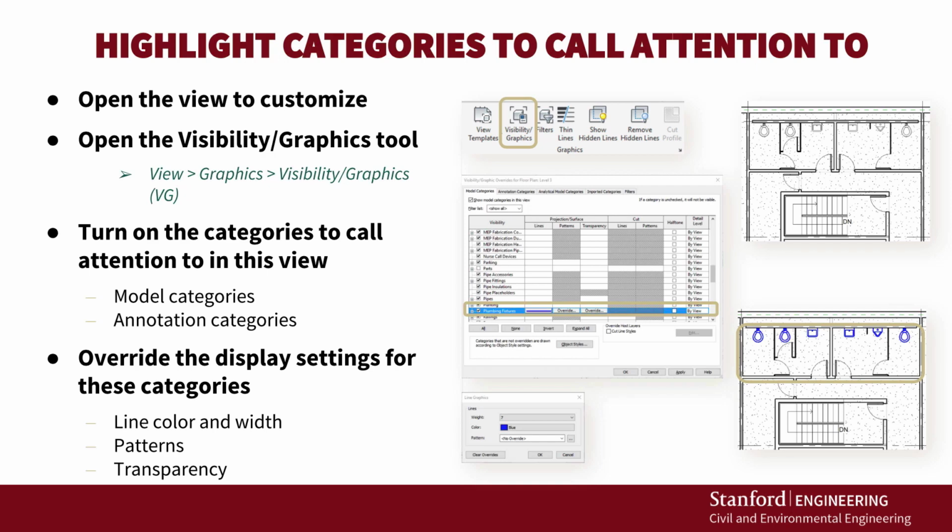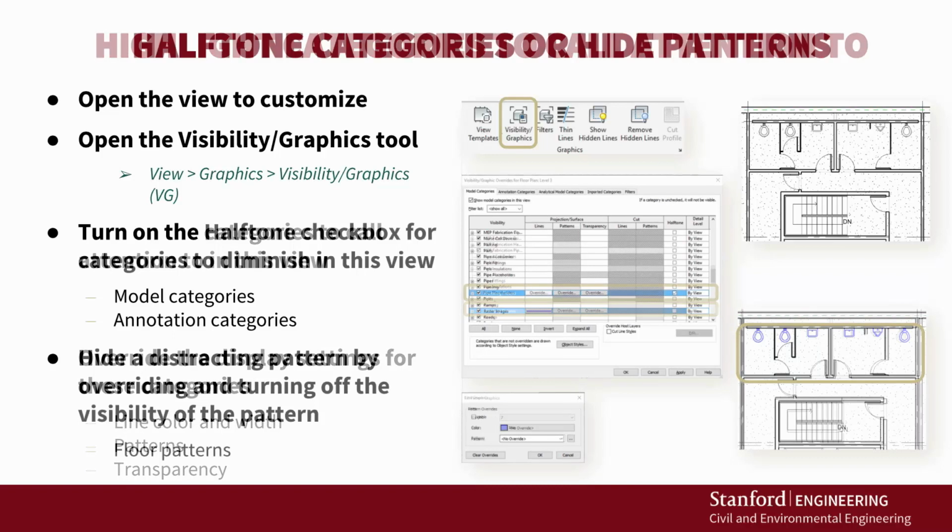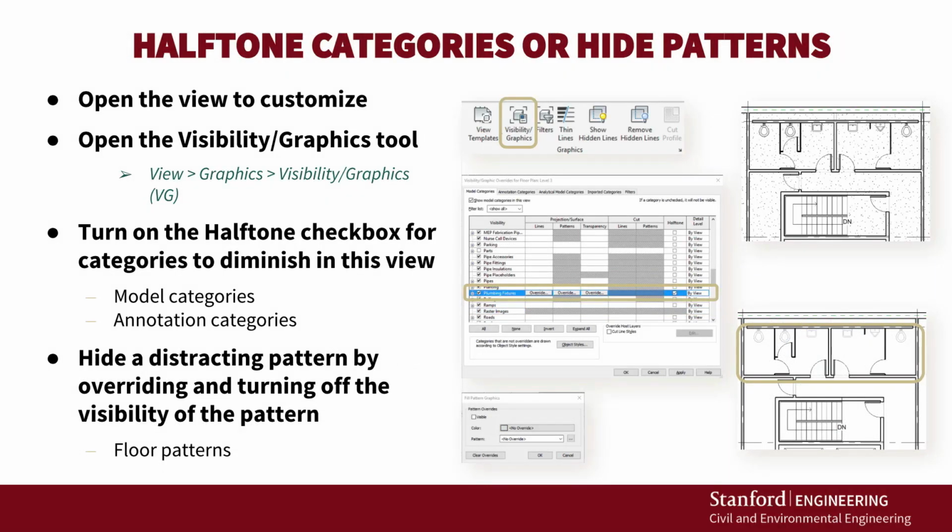So you can see the upper view is showing the default appearance for the view. The lower image is showing this new enhanced view that uses the Visibility Graphics overrides to call attention to the plumbing fixture elements. Another variation on the theme is you can halftone specific categories or hide patterns if you'd like to diminish them and not call quite so much attention to them.